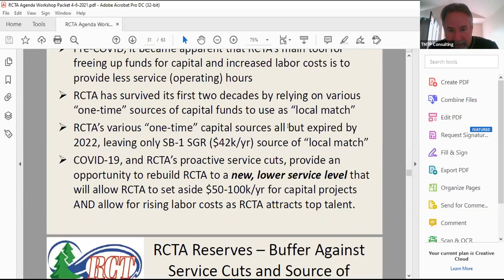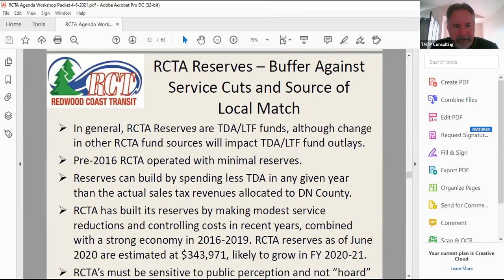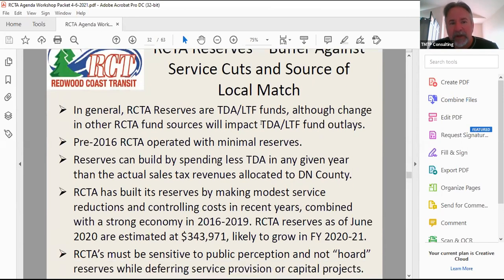We have a reserve account, and we didn't really have much in reserves 5 years ago, but now it's up around $350,000 and probably even more at the end of this year when the audit happens for 2021, because we did cut service, I believe, more than our funding got cut. So these reserves build when we don't spend as much money as the TDA fund brings in, which is based on a statewide sales tax of 0.25 cents on durable goods.